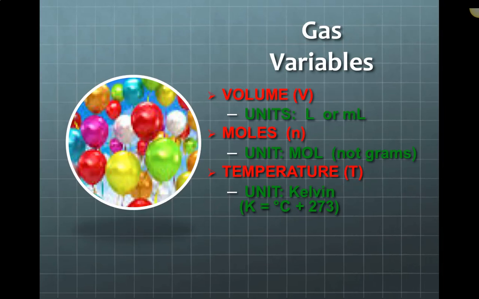Temperature, which is the motion of those particles tied to the energy, we have to convert to Kelvin. That way 0 Kelvin means 0 energy. Kelvin is simply the degrees Celsius plus 273. And then finally, pressure from those collisions with the container. Many units we can look at: pascals, kilopascals, atm, millimeters of mercury, or torr.